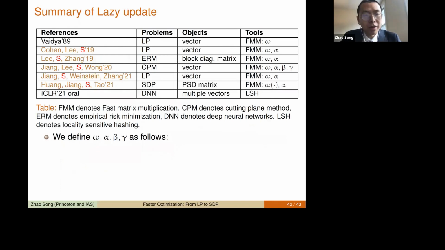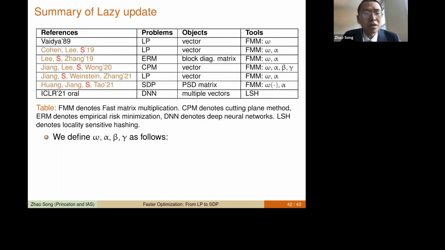So here is a summary of most of my works and also other works. This is just a lazy update summary, and this lazy update can be used in many questions, for example, LP, empirical risk minimization, cutting plane, SDP, and also neural networks. The object you are trying to do the lazy thing on can be different: it can be a vector, a block matrix, a PSD matrix, and also multiple vectors. The tools you need to combine, in most of our theory works, we just use fast multiplication, and we use omega, alpha, beta, gamma, which are different parameters from fast multiplication.